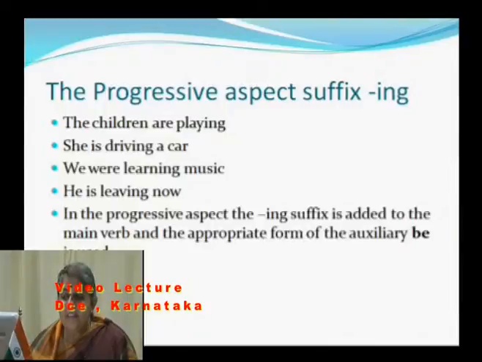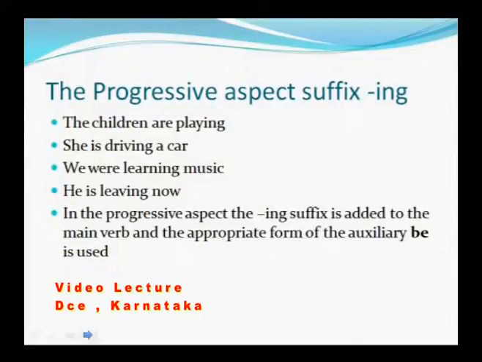Now what are the things that come in the progressive aspect? First, let us try to understand the rule. In the progressive aspect, the ing suffix is added to the main verb and the appropriate form of auxiliary verb, that is be verb, is used. Auxiliary be is used. So let us try to understand this particular progressive aspect with the help of these examples.